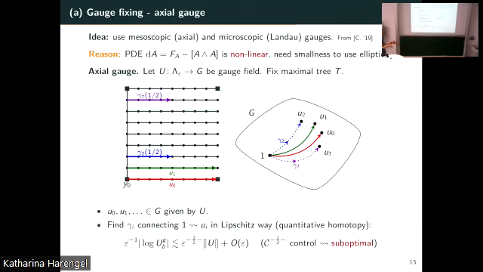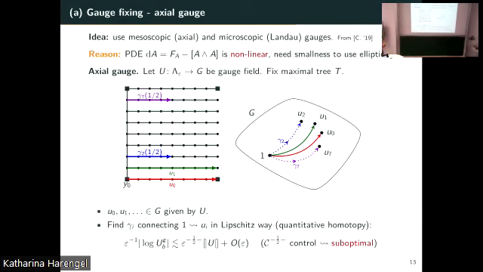And the reason that we want to separate out two scales and use two different gauges is that this PDE that we're trying to replicate on the lattice, it's nonlinear. So you need some smallness on A in order to use the ellipticity. Otherwise, you can't view this A squared as a perturbation of this linear equation. So you need some sort of initial smallness to leverage the ellipticity of the equation. So to get us to some sort of a mesoscopic scale where we can view this A squared as being something small, we're going to use something called an axial gauge.